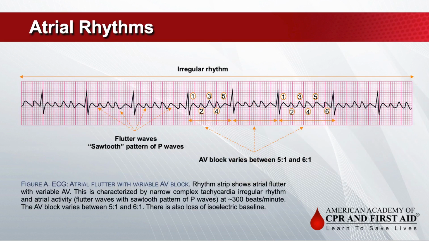Be careful not to mistakenly identify fast atrial flutters as a T wave followed closely by a P wave. It may be difficult to diagnose this rhythm until the heart is slowed by treatment or resolution.